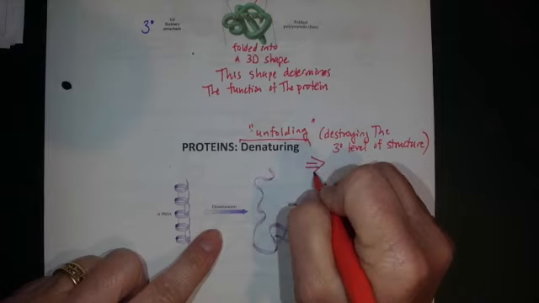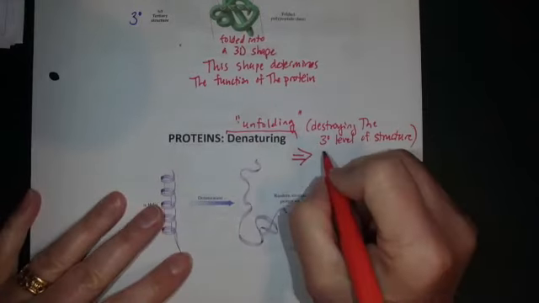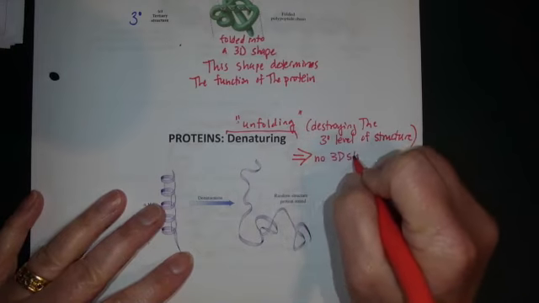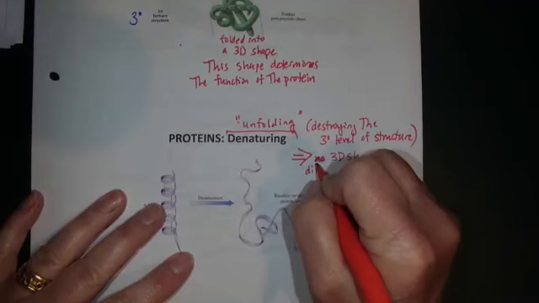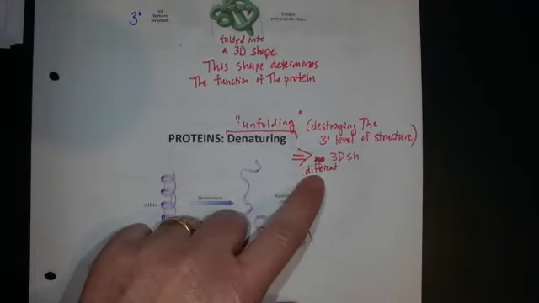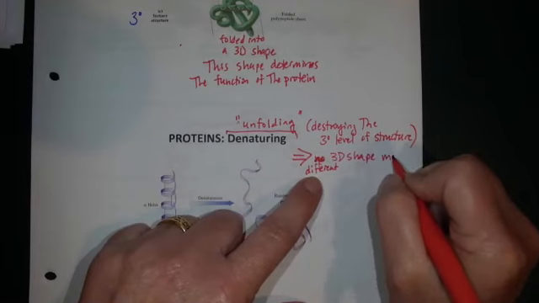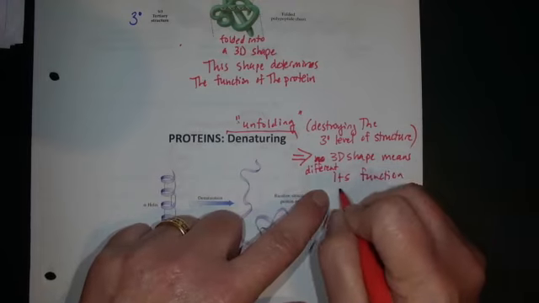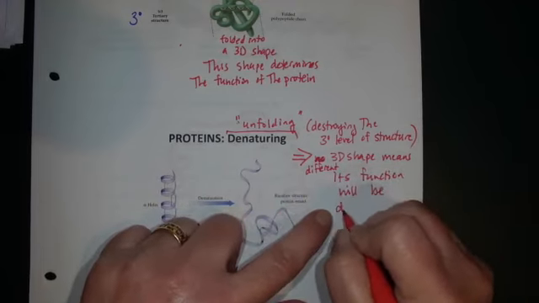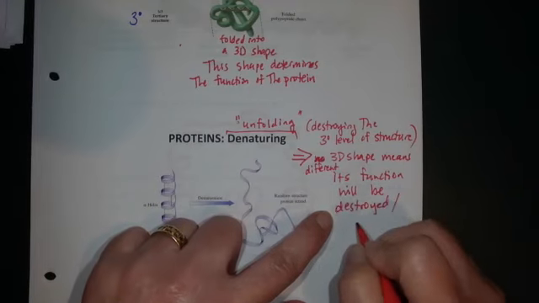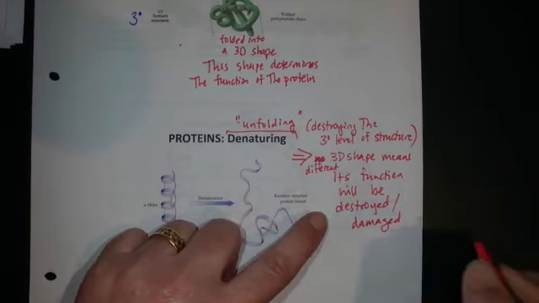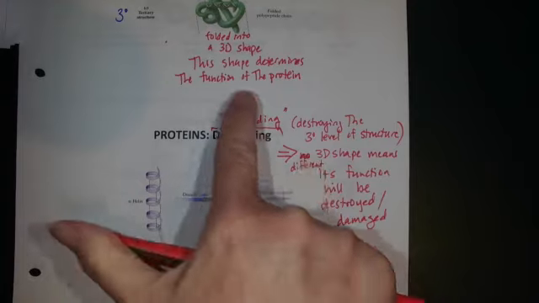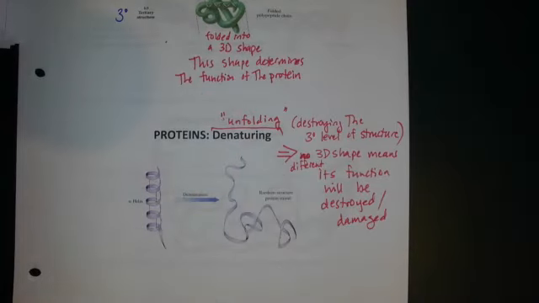And what that means is, I'm going to put these thoughts into a couple different bullets here. Actually, I'll put a different 3D shape, because it will still have a 3D shape. A different 3D shape means its function will be destroyed or at least damaged. So when you denature a protein, its function is destroyed or at least damaged because you have unfolded it. Its tertiary structure has changed.